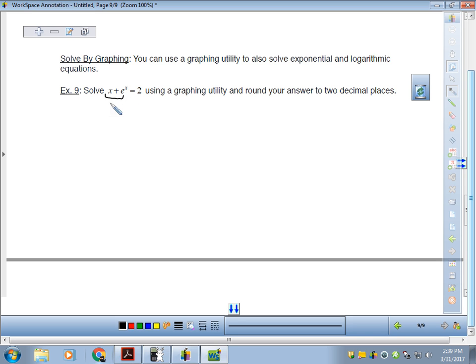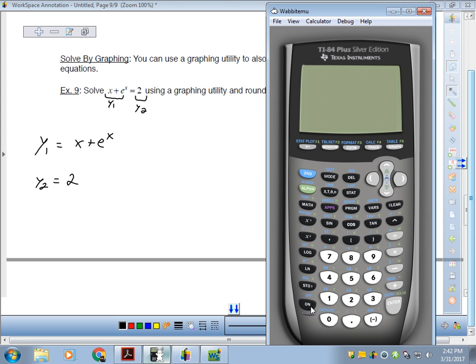Well, what we're going to do is treat this as 2 separate equations, y1 and y2. So y1 is the equation x plus e to the x, what's on the left-hand side of the equal sign. And y2 is just the number 2, the stuff that's on the right-hand side. And then we're going to go to our graphing calculator. So here's mine. I'm going to go to y equals, where I can put in equations to graph. In y1, I'm going to put x plus e to the x. And then in y2, I'm just going to put the number 2.